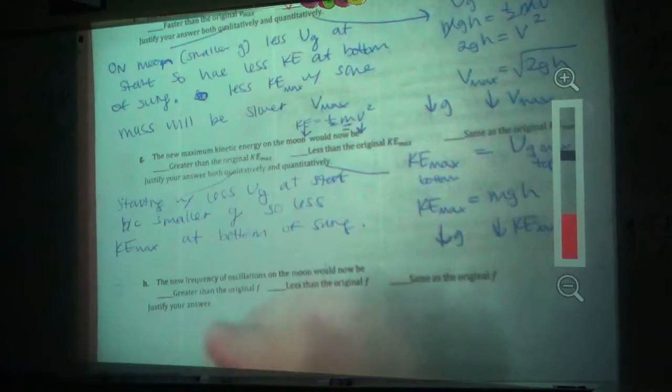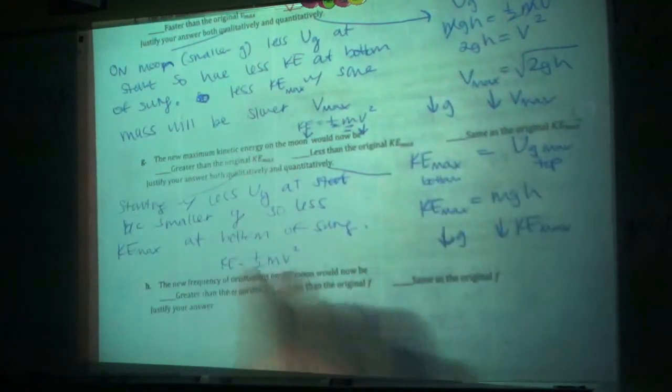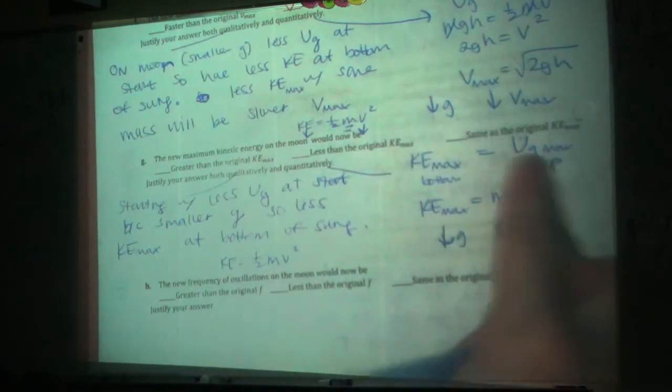One thing to be careful with here is some of you are going to want to say, oh, kinetic energy, 1/2 mv squared, that doesn't depend on g. Careful, because yes, this equation doesn't, but the kinetic energy that you have depends on the potential energy you started with, because energy is conserved, and the potential energy you started with depends on g.